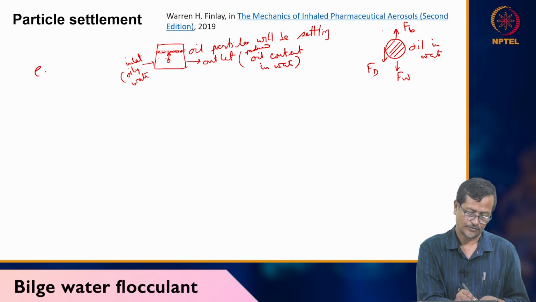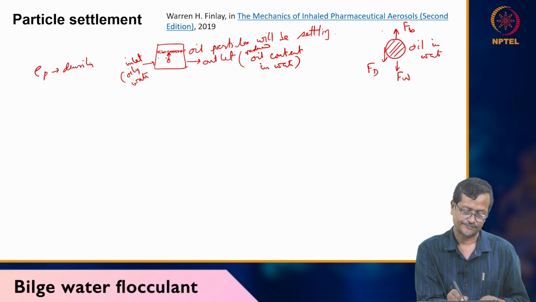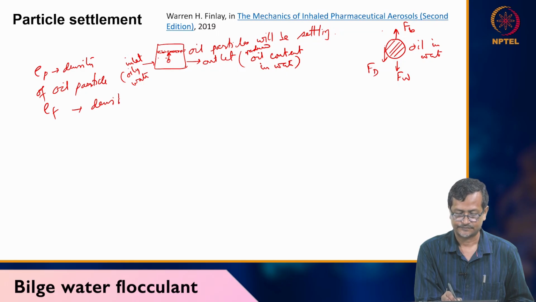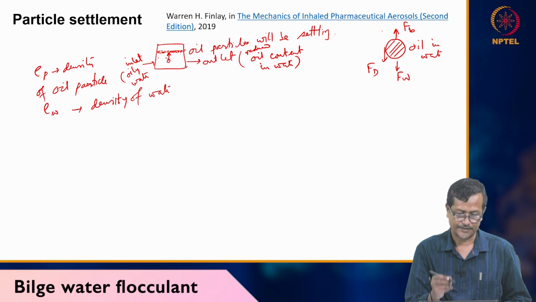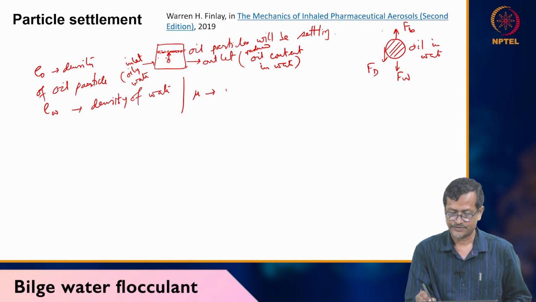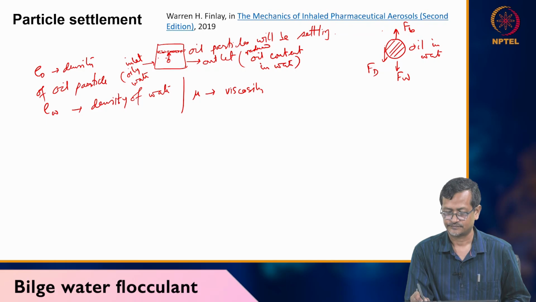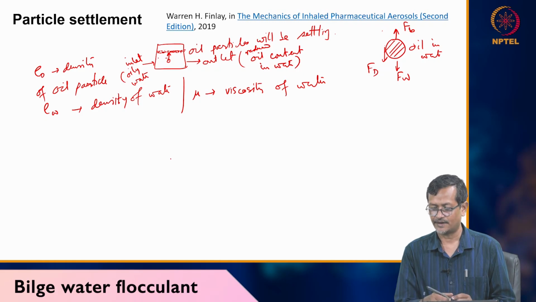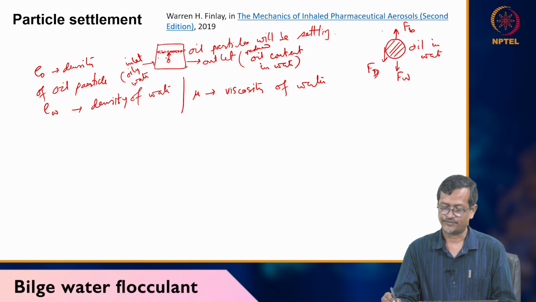Now rho p is the density of the oil particle, and rho f is the density of the fluid, water. I can write rho w, that is better, and for rho p I can write rho oil, rho O, and mu is the viscosity of water. Because if the water viscosity is very high, then the particle will try to move but it will get more drag force. Fd, drag force, is related to viscosity.